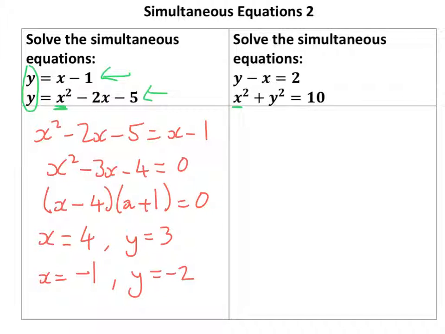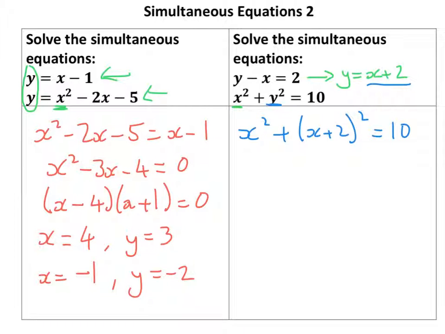On the next one, what I'm going to do first of all is actually swap the first equation into the second, but I need to do something first. I'll make it y equals x plus 2, alright, and then swap it in, so this bit is equal to y, so I'm going to swap it in for there. So we get x squared plus (x plus 2) all squared equals 10. So all I've done is swap the y in the original for the x plus 2.